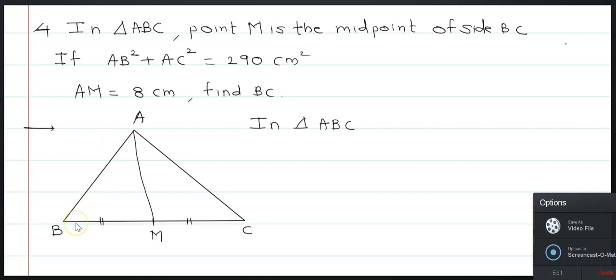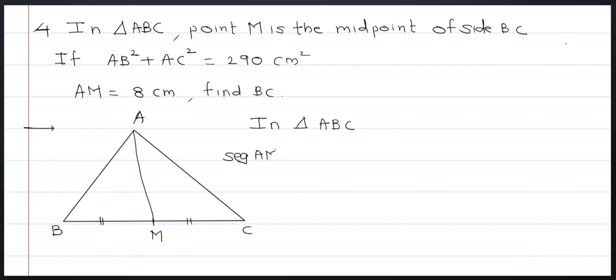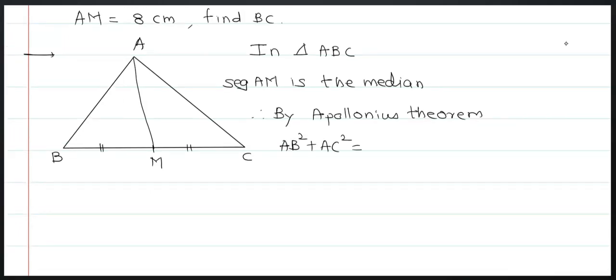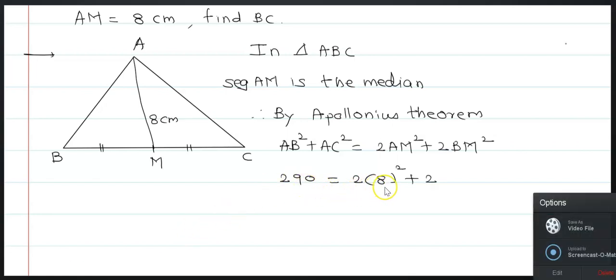That is AB square plus AC square is equals to 2 times AM square plus 2 times BM square. See this here. By the Apollonius Theorem, AB square plus AC square is equals to 2 times AM square plus 2 times BM square. Here we will substitute the values. That is 290 is equals to 2 times 8 square, they have given the value, plus 2 times BM square.